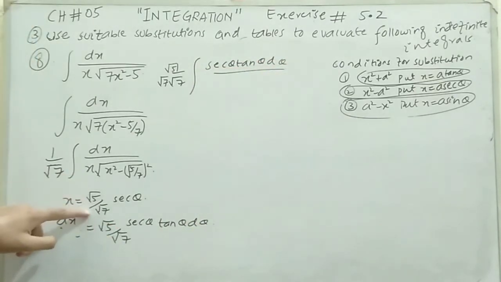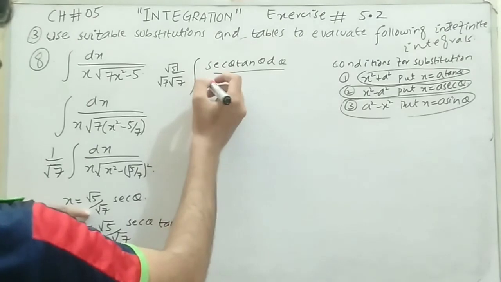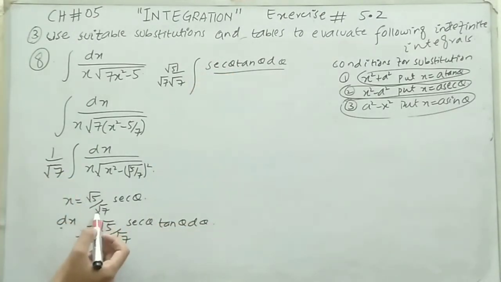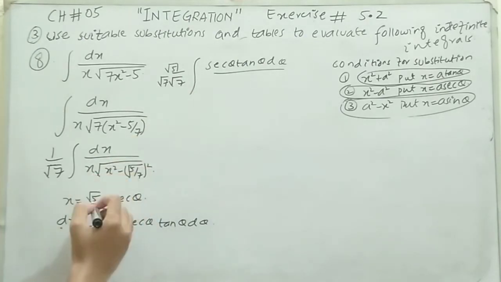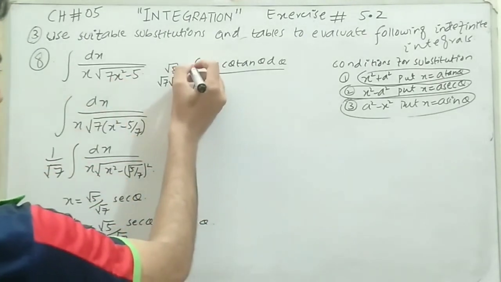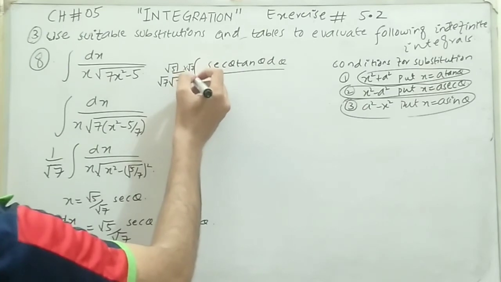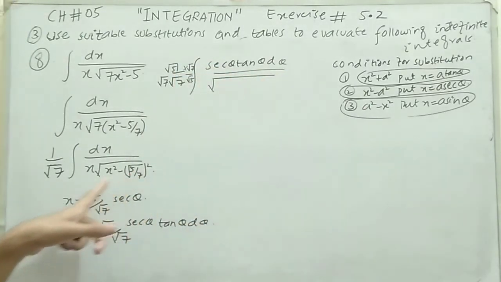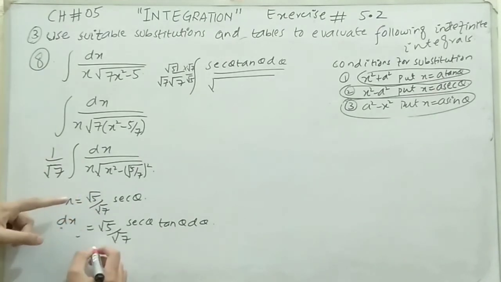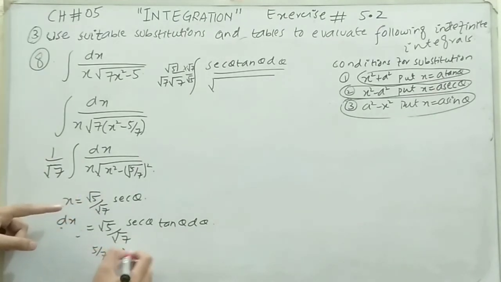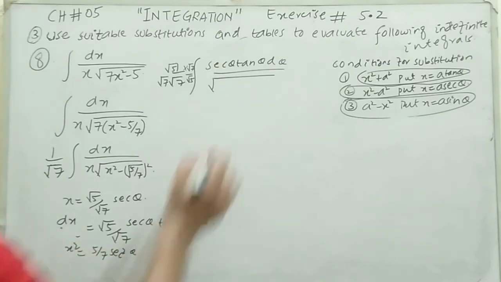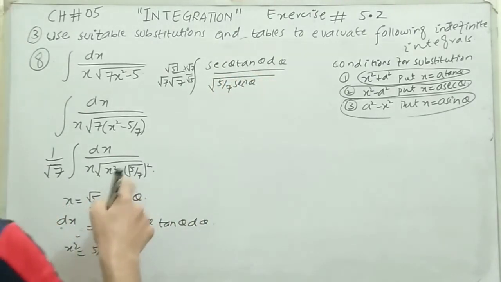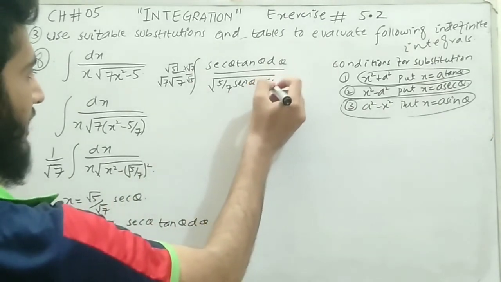X is actually root 5 by root 7 secant theta. Since x is in the denominator, it goes to the numerator, so it becomes root 7 divided by root 5. And here we have x squared minus root 5 by root 7 whole squared. So x squared gives us 5 divided by 7 secant squared theta, and minus 5 by 7.